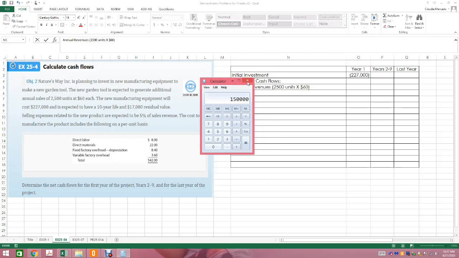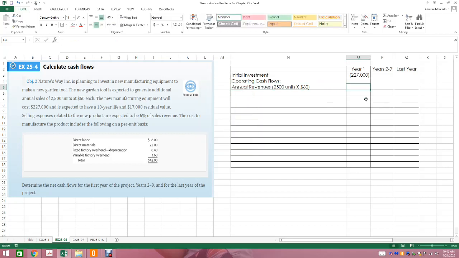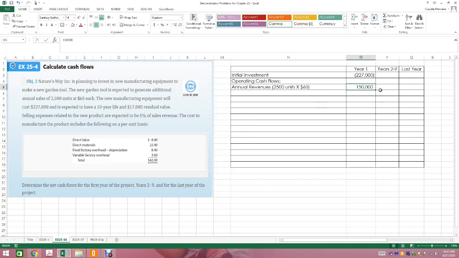So every year I am going to make $150,000, okay? That is going to be from year 1 to the last year. That's what my sales are anticipated to be every year. I'm going to sell 2,500 units at $60. So that information goes in all three columns because that is my annual revenue. That is what I'm anticipating selling in this new garden tool I'm going to be manufacturing, okay?